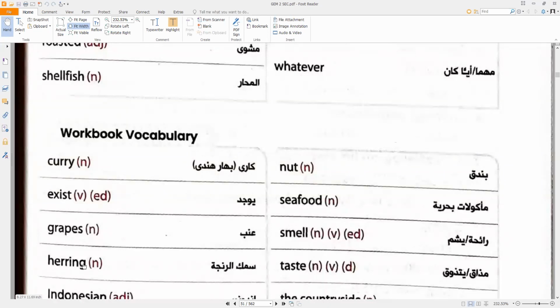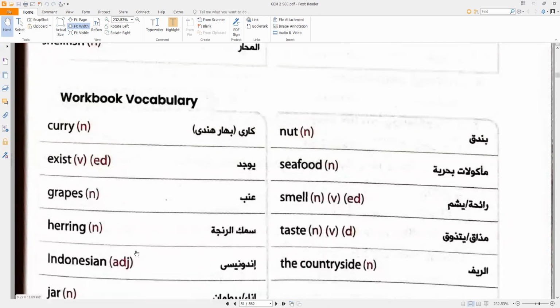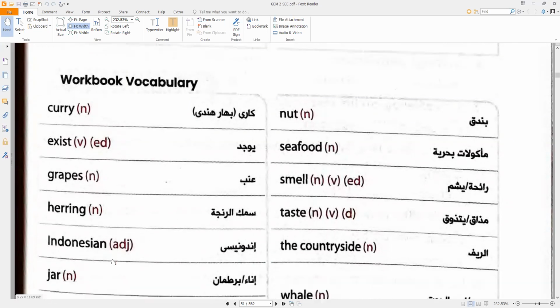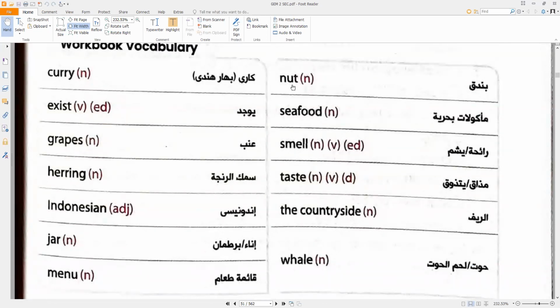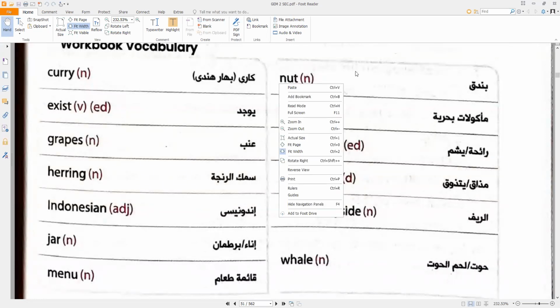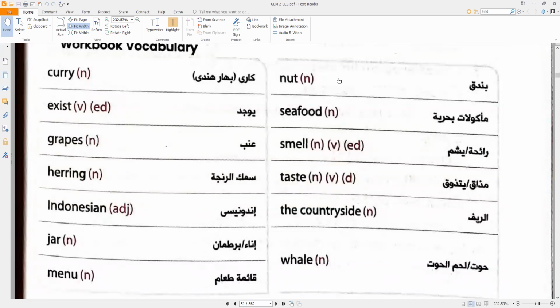Grape, herring, yeah, very famous in the Netherlands, and we eat it on a traditional day. All Egypt eat herring, and fesikh, of course, but I don't like fesikh. I like herring. Indonesia, jar, menu, nut, not a noun, of course, a kind of nut. When I say a nut job, oh, what have you done? It's a nut job. Yeah, it's crazy. We can use it as an adjective.